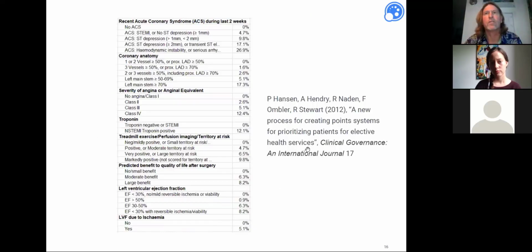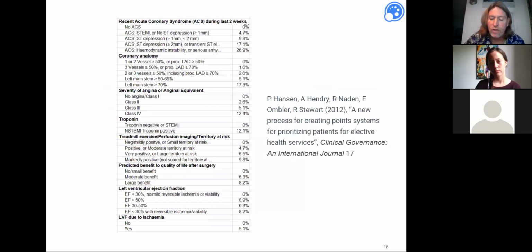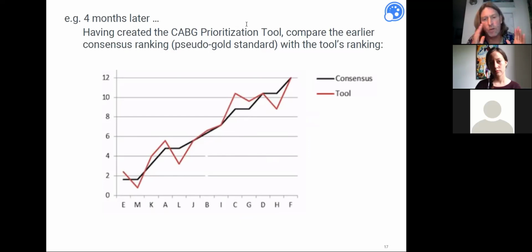I'm going to give you more illustrations. There's the reference I talked about before. Come up with some criteria. This could take months. Come up with some weights. I'm going to show you how that happens in a moment. And then we can have a system that everyone agrees with. And then perhaps say 4 months later, we can compare, and this crude graph is doing just that. We can compare the ranking produced by the tool, in other words, the criteria and weights, apply the criteria and weights to those same patient descriptions just as a test of validity.